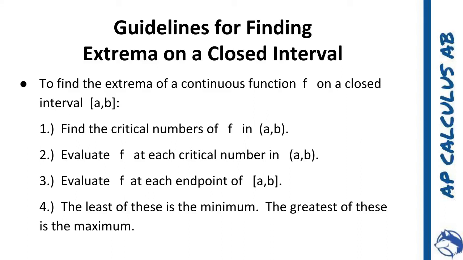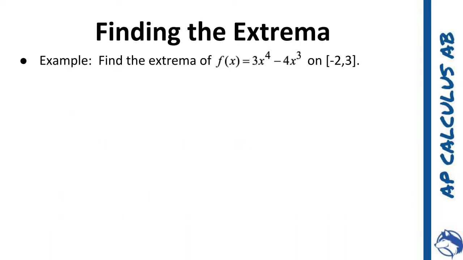Alright, so here are the guidelines for finding extrema on a closed interval. To find an extrema of the continuous function on this closed interval, a to b, notice how the brackets are closed brackets. First of all, we're going to find the critical numbers that exist within this open interval, using the methods that we know so far. We're then going to evaluate f at each critical number and at each endpoint. One of these has to be the minimum and one of these has to be the maximum, and everything else is in between.